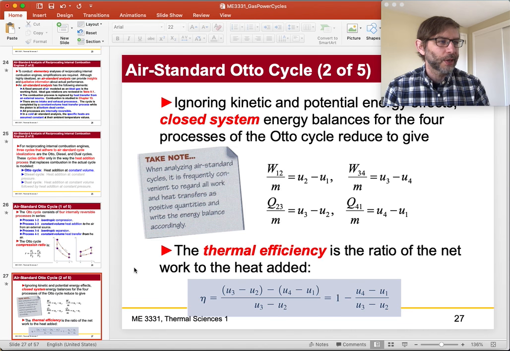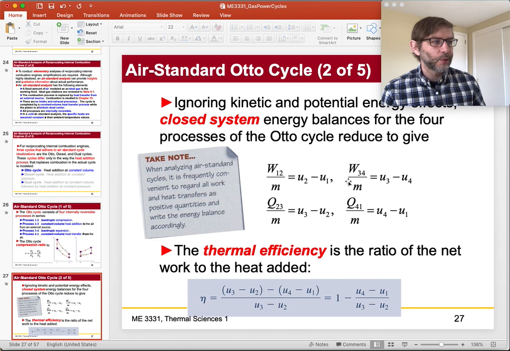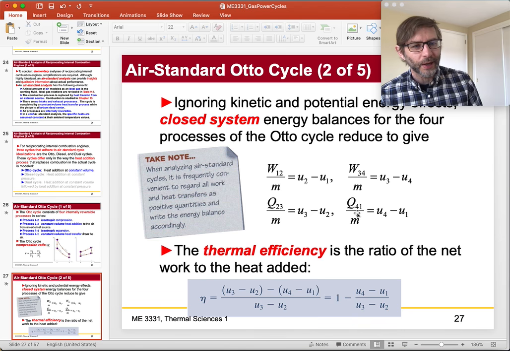Ignoring kinetic and potential energy differences, the closed cycle analysis for the four processes of the Otto cycle reduces to give the following. Per unit mass, little w equals U2 minus U1, and they equal the change delta U for each cycle.